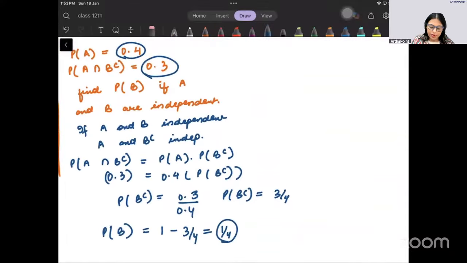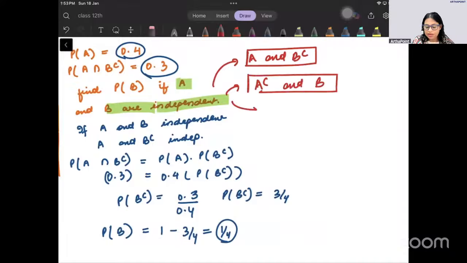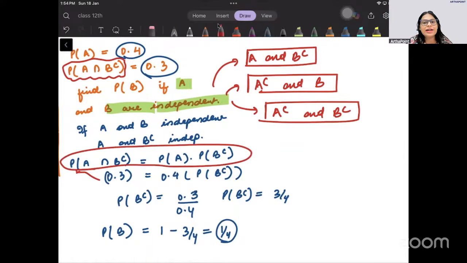So you have to remember that whenever they say कि A and B are independent, it automatically means that A and B complement ये भी independent है. It means A complement and B ये भी independent है. It means A complement and B complement this is also independent. So any of the one value will be given to you. I know कि I can open and write it as a product. मैं उसको as a product ऐसे I can write it down. Is it clear?